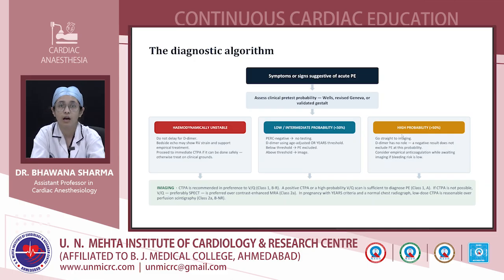If the patient is hemodynamically stable and there is only low to intermediate probability, then the rule-out criteria are applied, and if negative, no testing is required. After that, we use the D-dimer with the age-adjusted YEARS threshold. If it is below the threshold, then pulmonary embolism is excluded, and if it is above the threshold, we go for imaging. If there is high probability, more than 50%, we go straight to imaging.